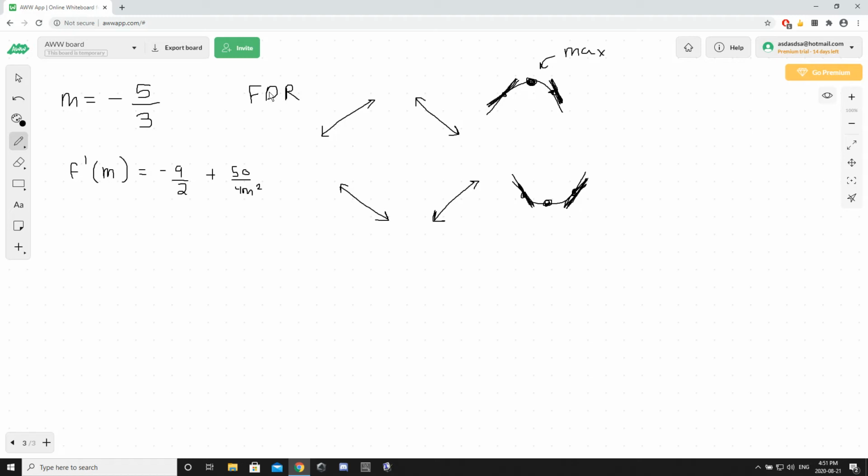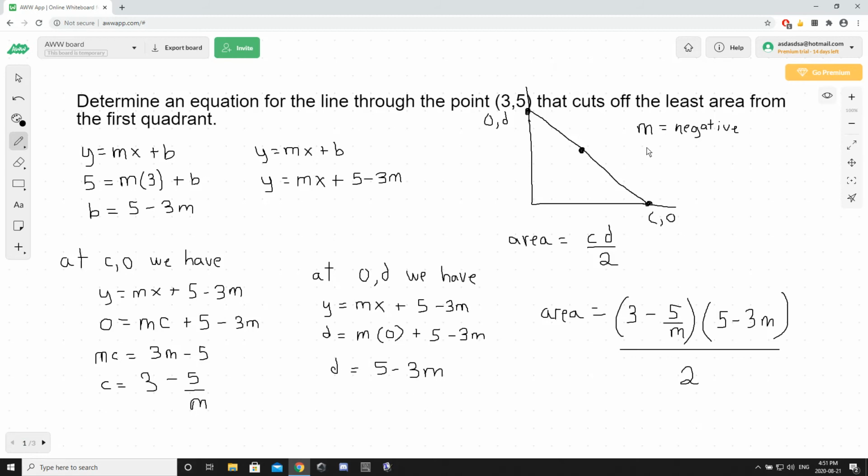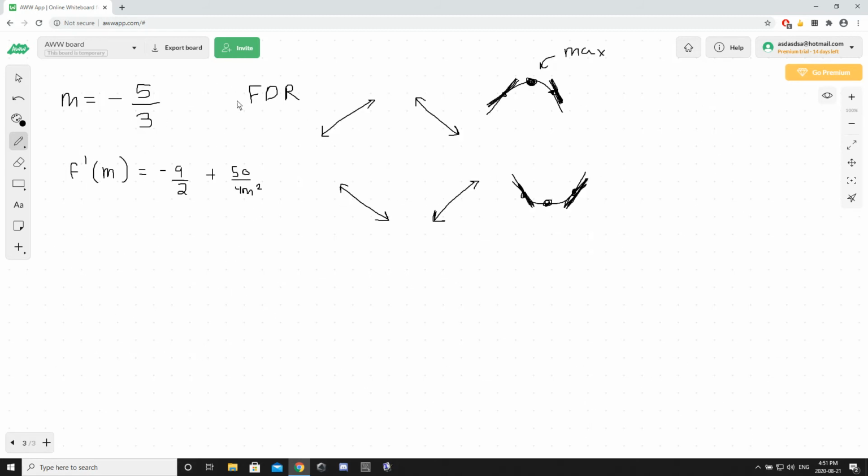So you know what? Just to be comprehensive, let's just go ahead and do it. This is going to take forever, but let's do it. The good thing is we don't have to do this again for 5 over 3. Although if we hadn't established at the start that m had to be negative, then you would absolutely have to do the first derivative test with the value of positive 5 over 3.